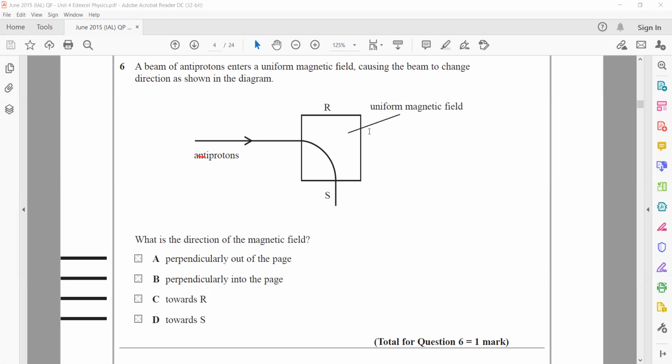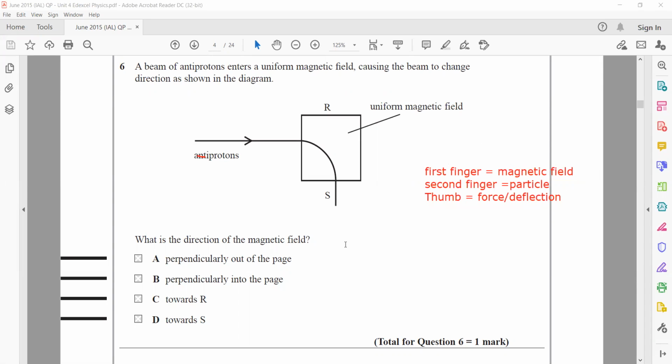Because of Fleming's left hand rule, the first finger represents the magnetic field, the second finger represents the direction of the particle, and the thumb will represent the force or the deflection.